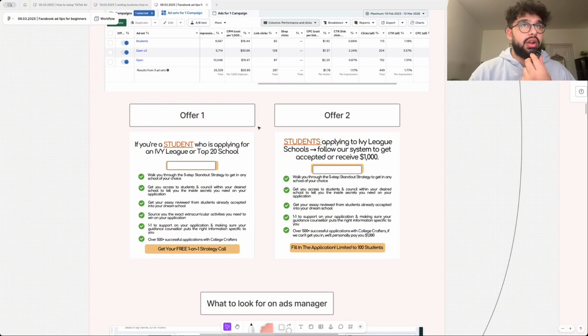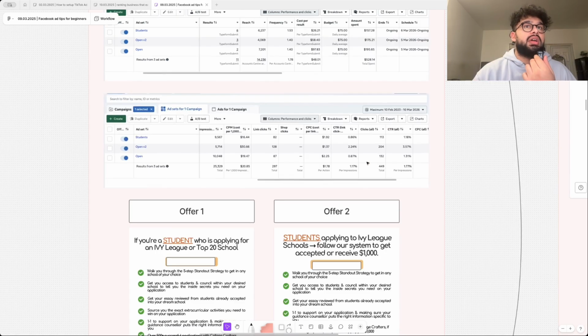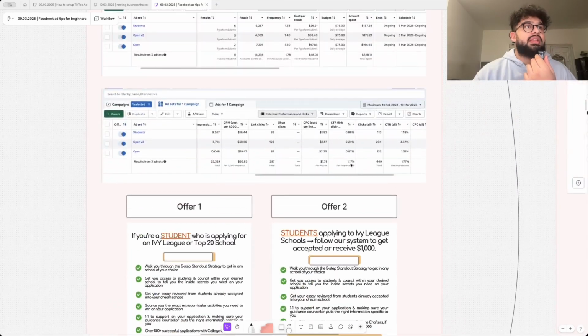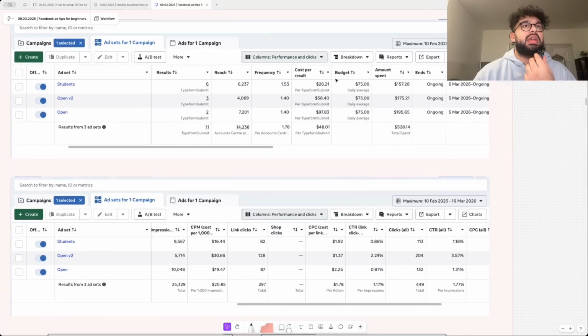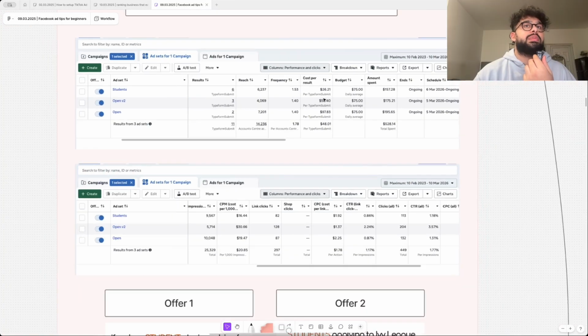I said, right, this is what we're going to do. We ran offer 1 and offer 2. Same exact thing, right? But we added a conditional refund. If you follow the system and don't get accepted, then you're going to get $1,000. So these ads are the exact same. The only thing I changed was the monetary value, like the offer. And even though this had better creative, it still outbeat it, you can see here, and it got us $26 cost per type form.